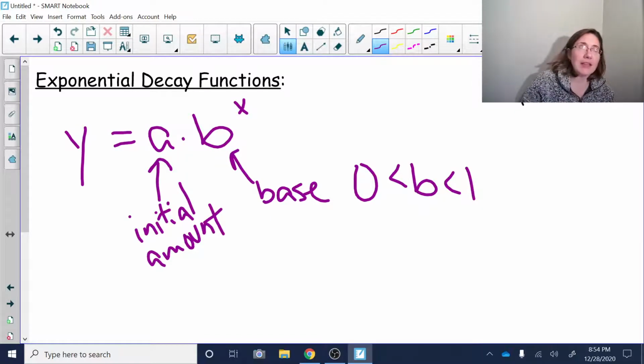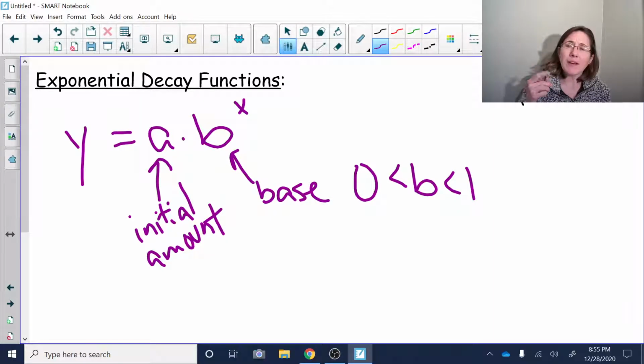The reason for that is, we don't have negative bases for these. It makes something really weird happen. So we limit it to positive bases. So that's why it has to be above 0. And smaller than 1 is going to make it shrink. So it can be bigger than 1 to have growth. It can be smaller than 1 to have decay.